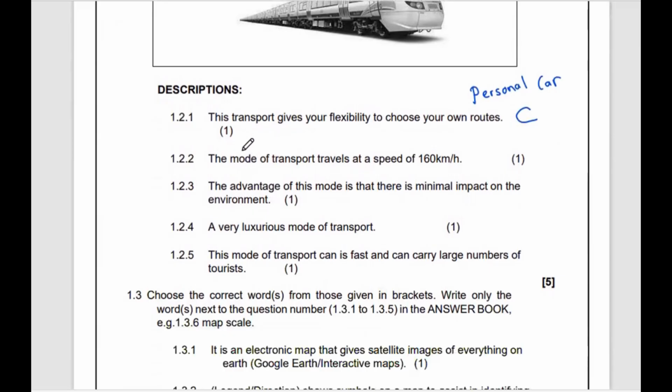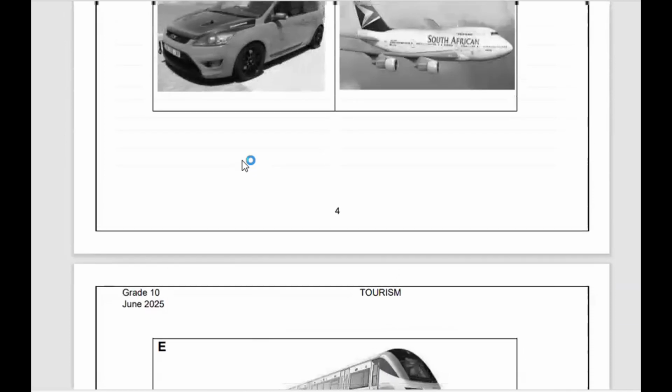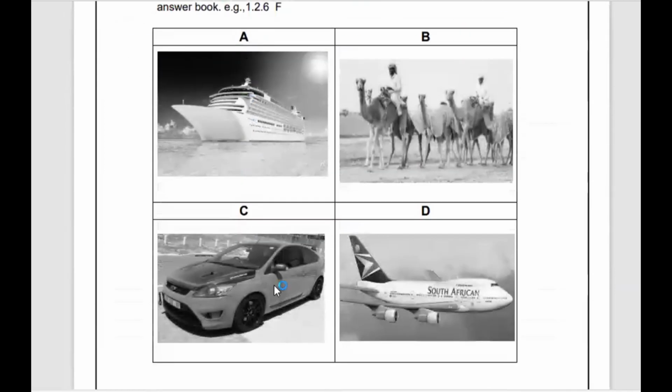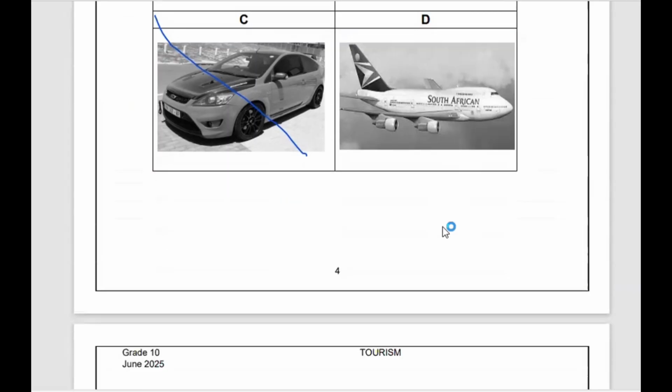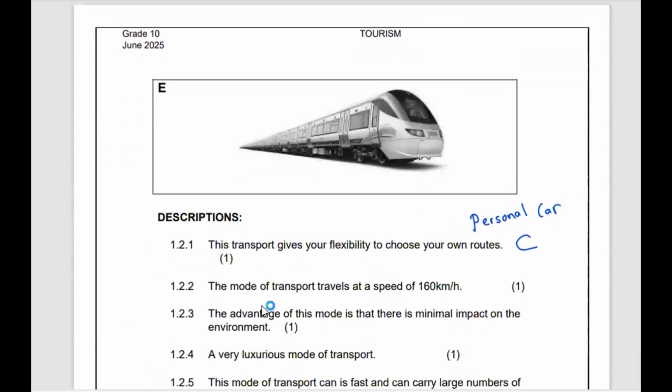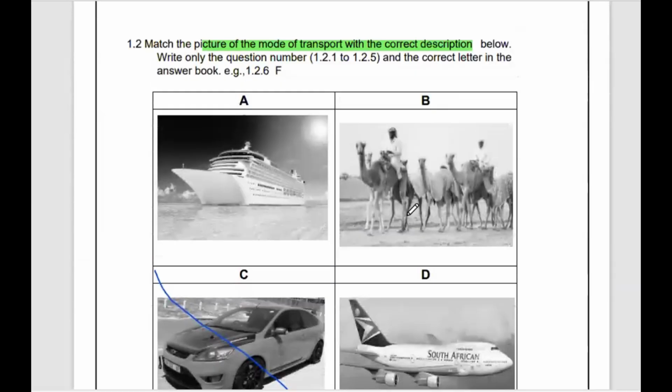The mode of transport which travels at a speed of 160 kilometers per hour. So let's go back. It means C we are crossing out because it has already been taken. So we are looking at the other options A, B, D, and E. Just to repeat the question, the mode of transport travels at a speed of 160 kilometers per hour. Let's eliminate the answers which we don't need.